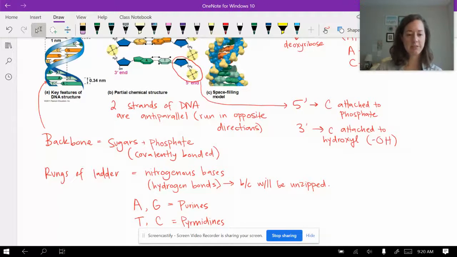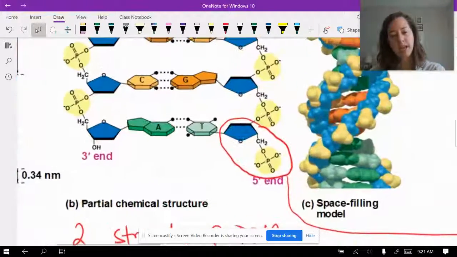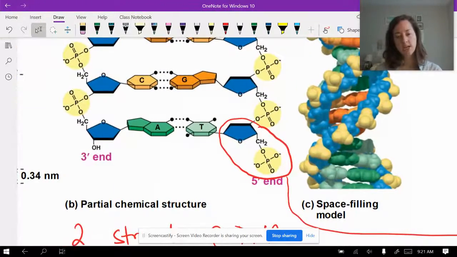The different bases have different names. So A and G are called purines, and T and C are called pyrimidines. The purines are larger than the pyrimidines. They have two rings, two carbon rings, instead of having just one. You can see that here in the picture. The A is a purine and it's larger, and T is a pyrimidine and it's smaller.